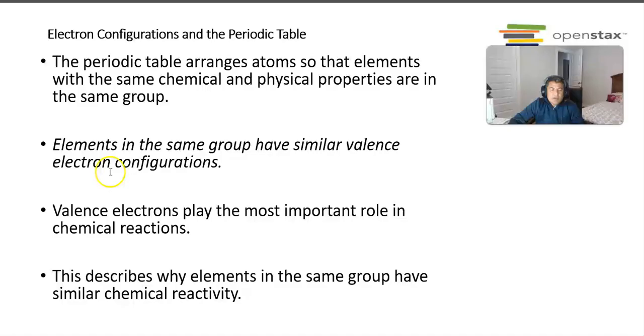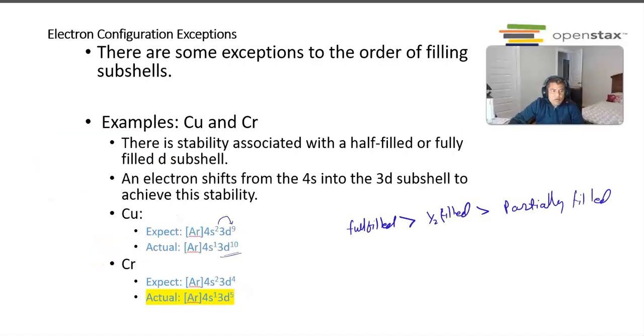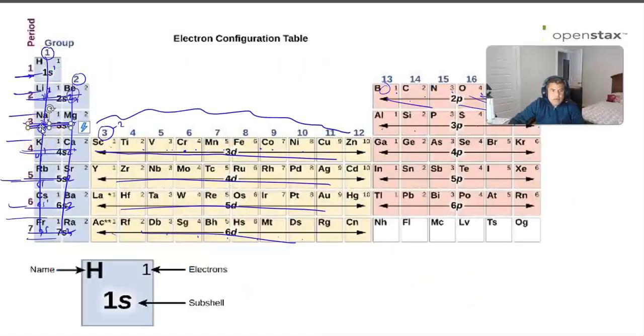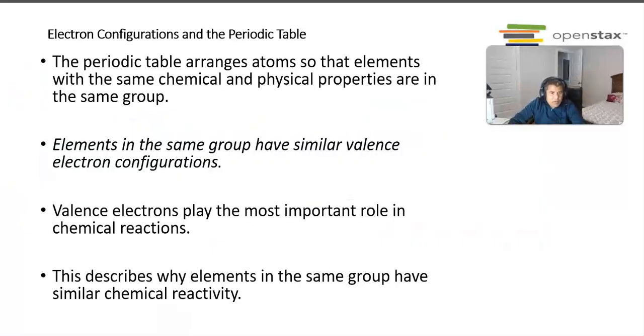Okay, so the periodic table arranges atoms so that elements with the same chemical and physical properties are in the same group, right? That's a periodic table. Elements in the same group have similar valence electron configuration. Okay, let me show you the valence electron. How do you know the valence electron? So look at that. For the main group, it's not true for the other groups.